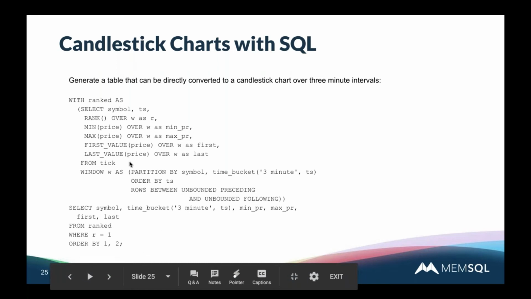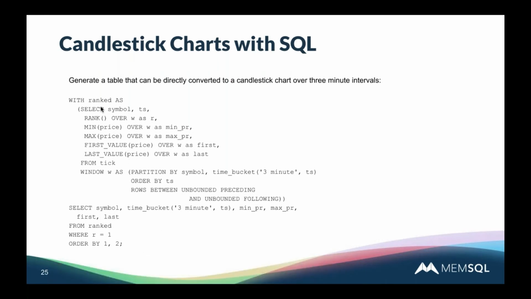So the subquery uses several window functions, and it uses this thing called the window clause. You see WINDOW w AS (PARTITION BY symbol, time_bucket 3 minutes, and then ORDER BY timestamp ROWS BETWEEN UNBOUNDED PRECEDING AND UNBOUNDED FOLLOWING). So what this says is each of these windowed aggregates up above, like rank, min, max, first_value, and last_value, is computed over the entire window.